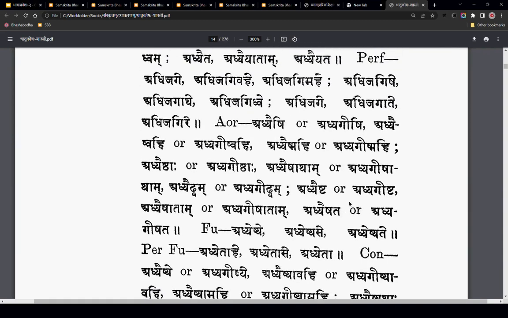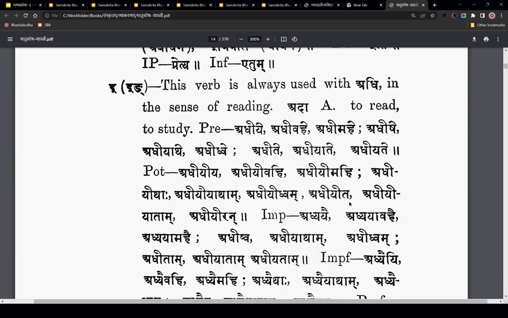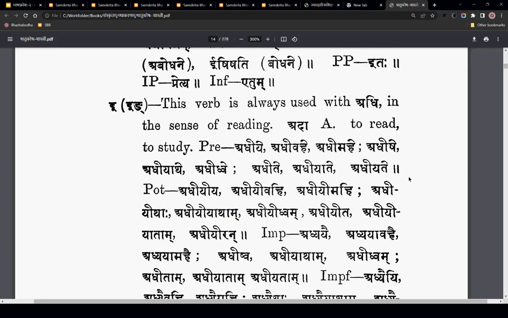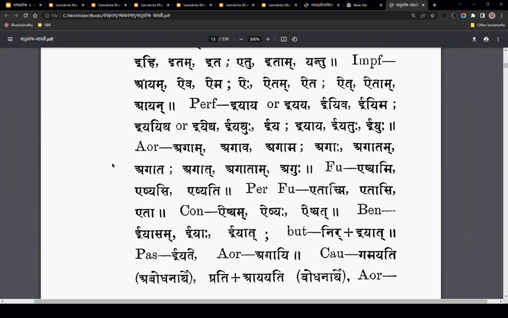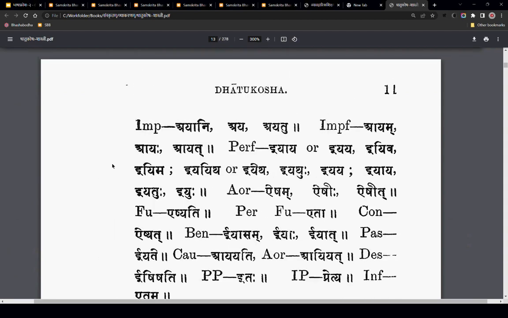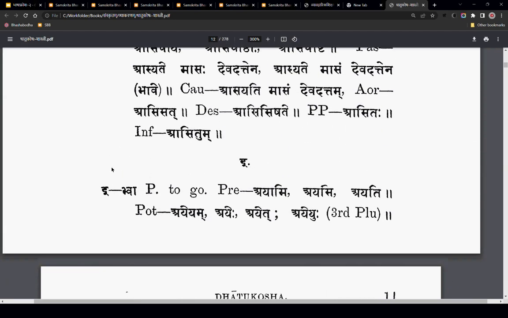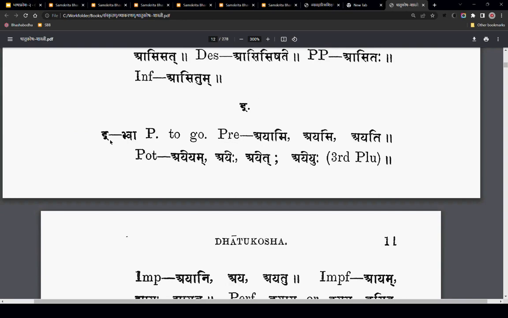Then another one which you will use often: adhi, adhyayana. We know adhyayana, study. The dhatu for that is e dhatu. It is always used with the prefix, upasarga adhi. So there is one dhatu e. There are many dhatus called e. Here you see there are already past 3 dhatus which are e only, but they are all different forms.